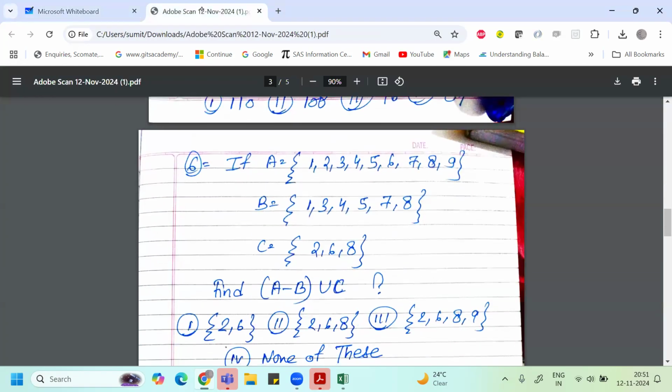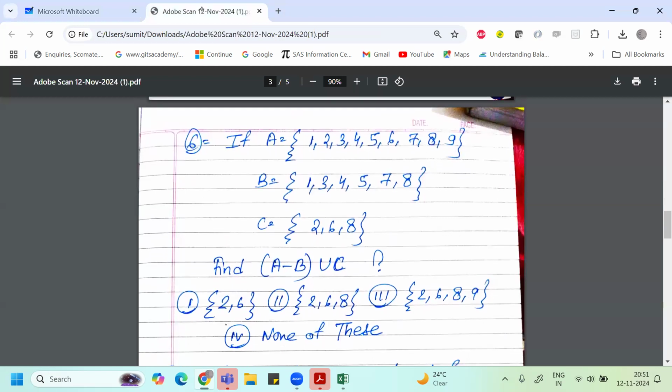Next question is question number 6. I hope you're able to understand my handwriting. So they're asking you A minus B union C. A minus B means you draw A and then remove the elements which are part of B.